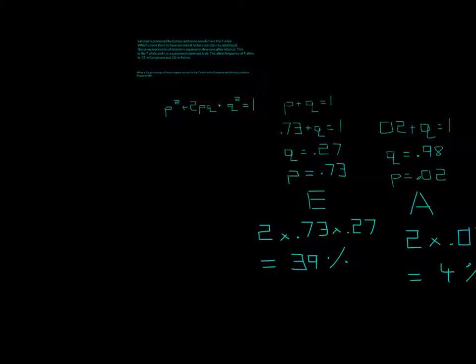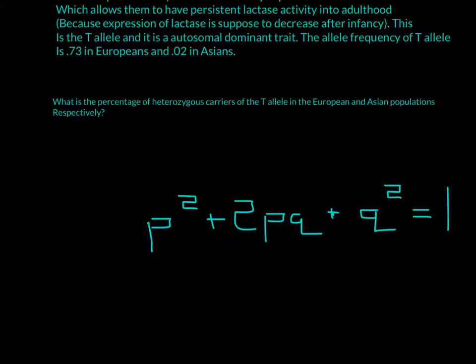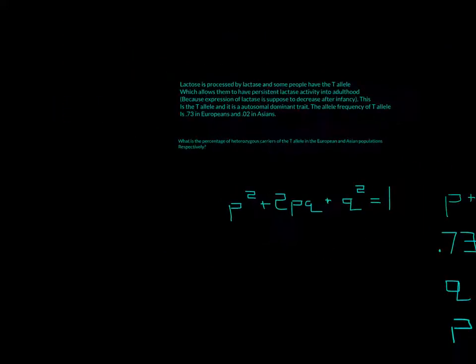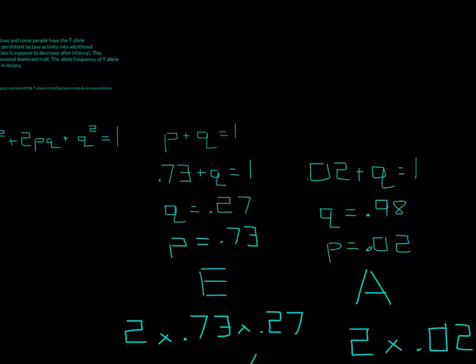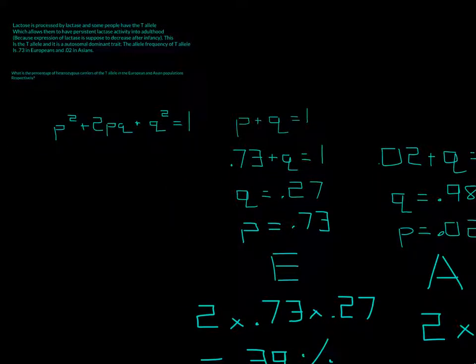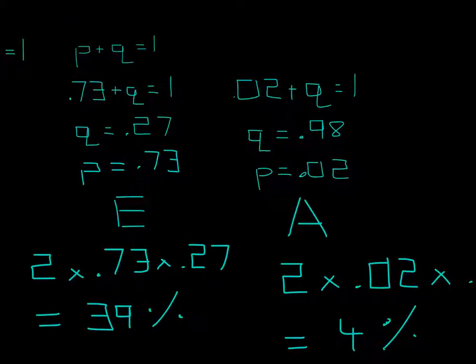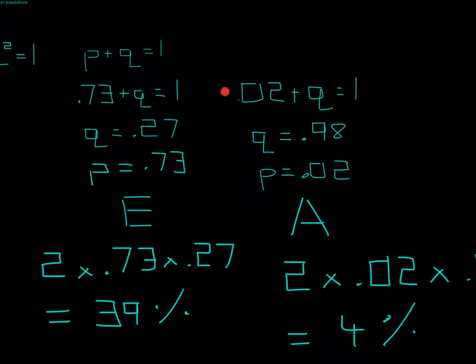Same thing for Asians, we would have p, which is 0.02 in Asians, right, 0.02 frequency of the allele, so it's not going to be this, it's going to be q. Oh, I'm sorry, it's going to be p because it's the autosomal dominant. So p is going to be 0.02. And then q, we're going to solve for it, and that's going to be 0.98.